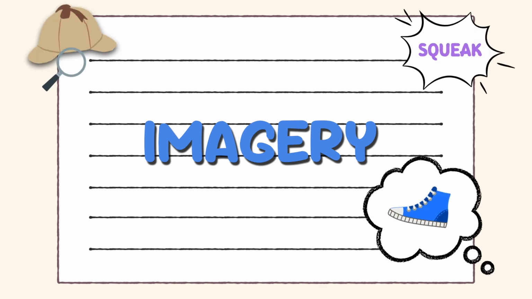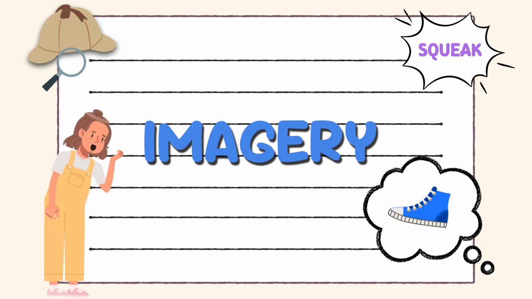Great work today. The next time you write a story, make sure you include lots of imagery for your readers. By including detailed descriptions, strong verbs, and sensory details, along with showing what's happening instead of telling, you can help your readers really imagine the setting, characters, and events in your story.